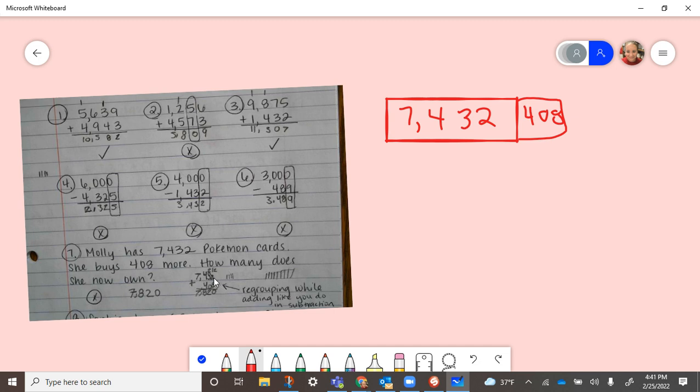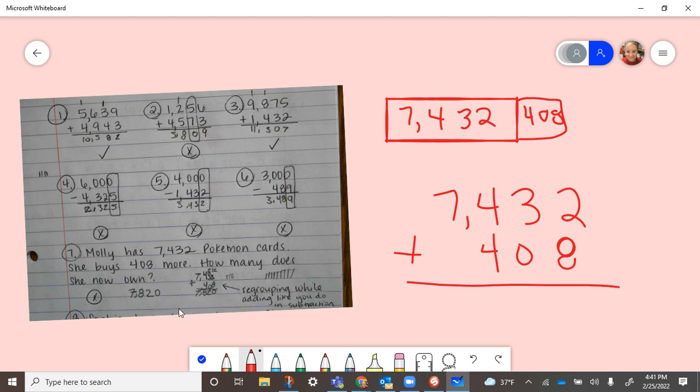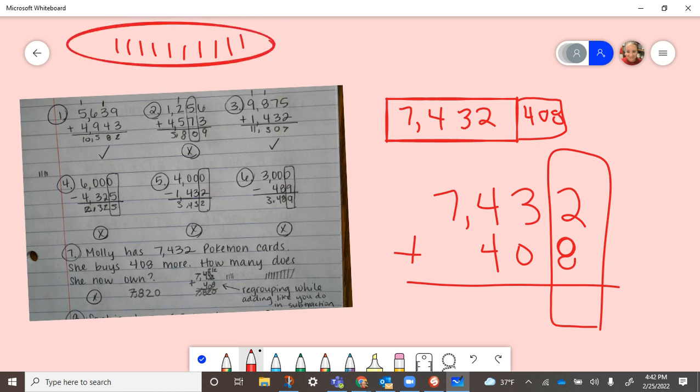But whenever you started and you needed to regroup, so when you set this up, 7,432 plus 408, whenever you set this up, you started to regroup like you do in subtraction. So the only time we would take away from the 2 is in problems like these where we're subtracting. Here, we're adding them together. So what we're doing is we're taking 8, 1, 2, 3, 4, 5, 6, 7, 8, and we're adding 2 more, 1, 2. So then when I count all of them together, that gives me 10.